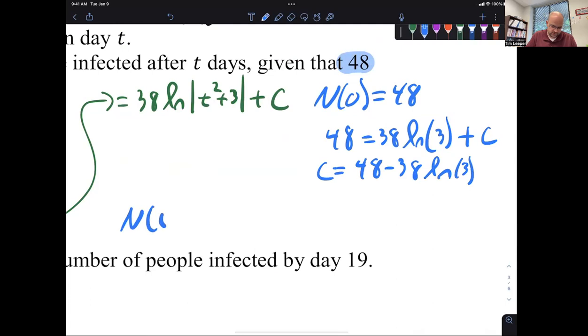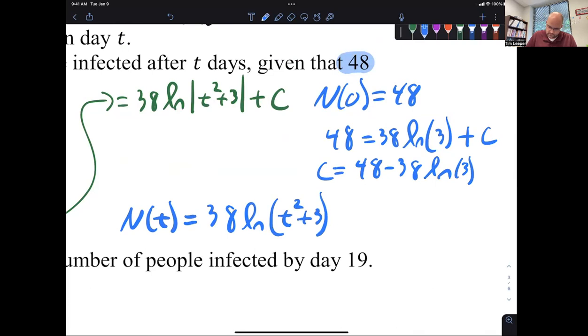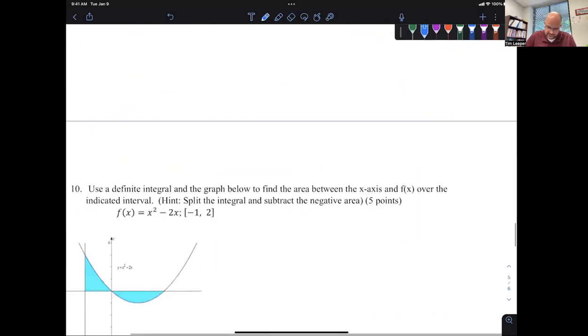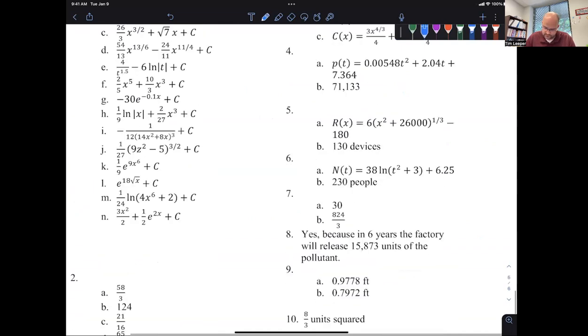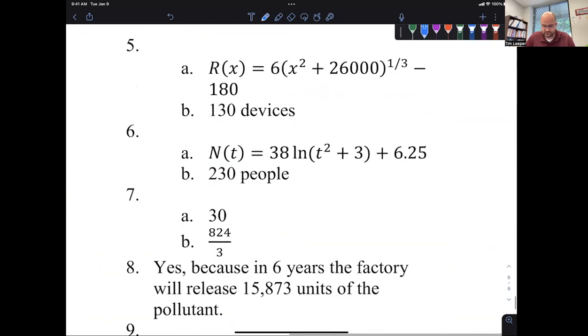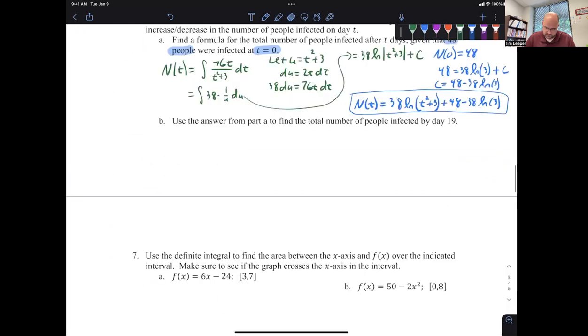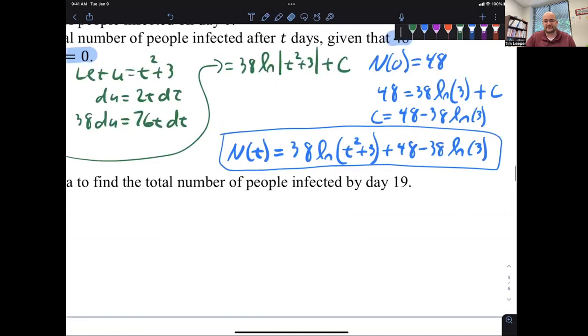So the overall function itself is 38 times the natural log of, well, technically just parentheses, t squared plus 3, plus the 48 minus 38 natural log of 3. That's the exact one. Now, if we come down here and look at the answers, notice it says just plus 6.25. That's fine. But I'm going to go ahead and leave it like that because that's the exact value.